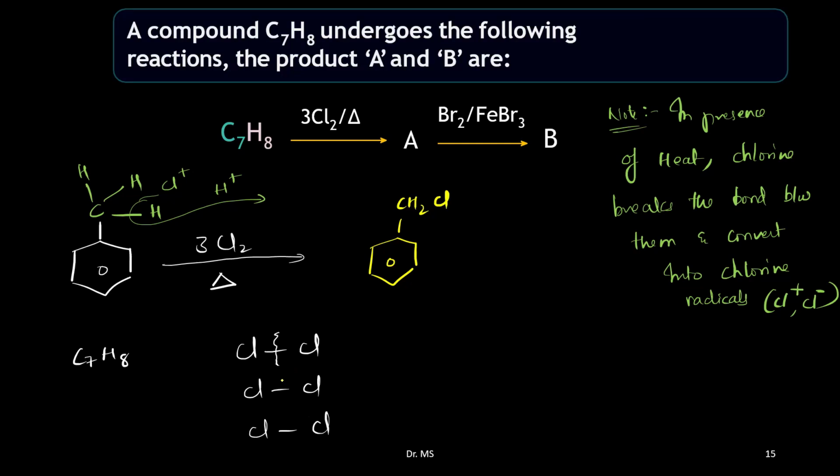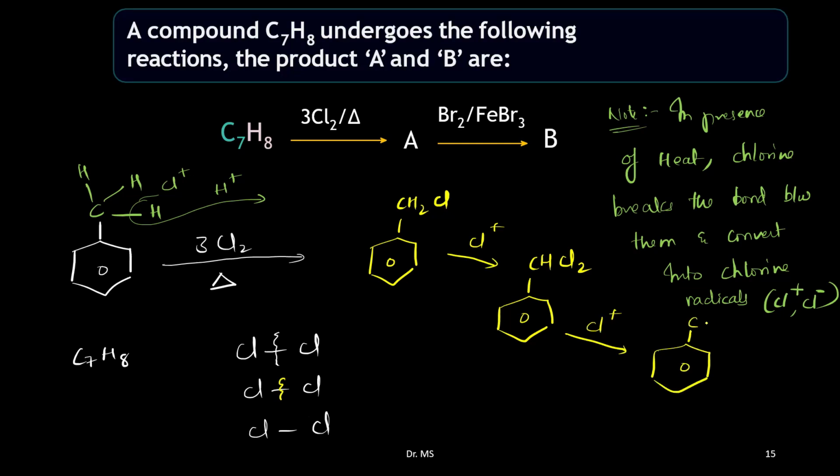And here again the bond will break and this chlorine will go and attack the other hydrogen. So that will turn out to be like this: CHCl2. Again, the chlorine will attack here and replace the other hydrogen. So that turns out to be CCl3. So like that, all the hydrogens are removed. They will attack and remove the hydrogens. So you will be getting CH2Cl, CHCl2, CCl3.